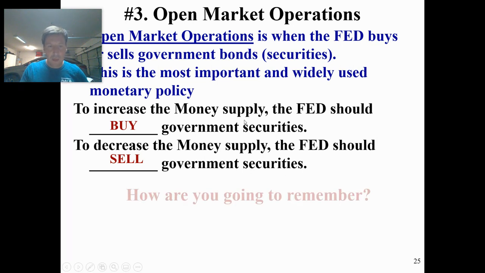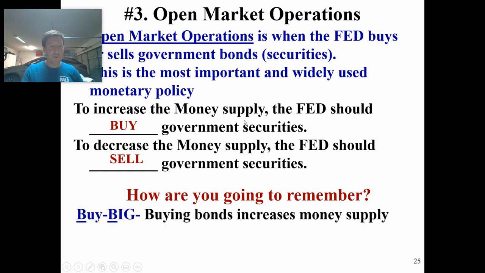So how do I remember it? Well, first, if I want to increase the money supply, a Federal Reserve Bank or a central bank, and a lot of tests will call it a central bank, will buy bonds because the Fed has this. If they buy the bond from the bank, now the bank has this, and they can loan it out. So you buy big.